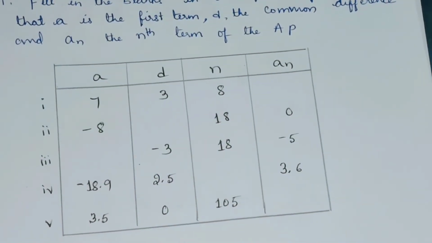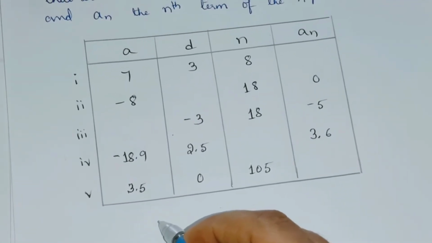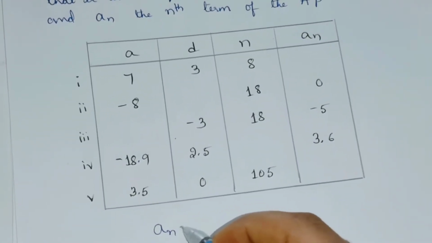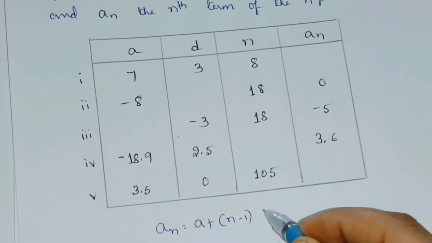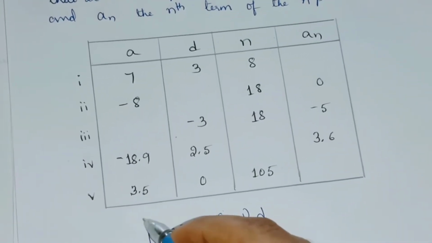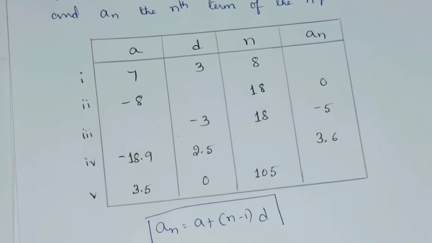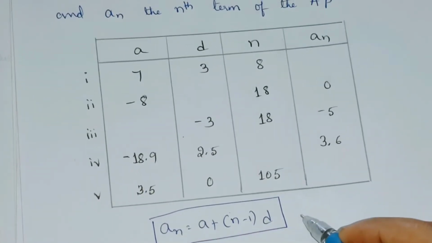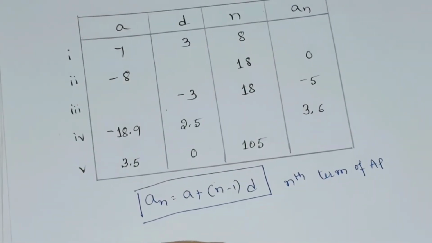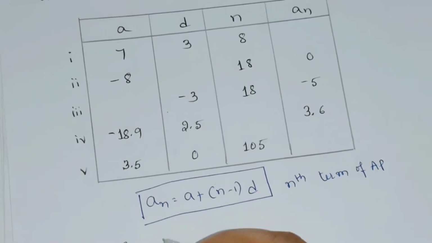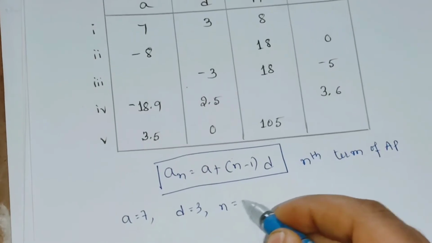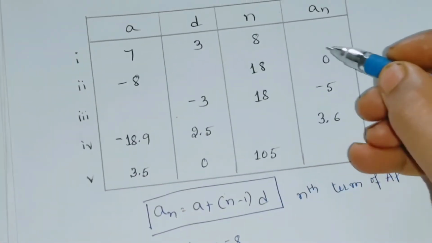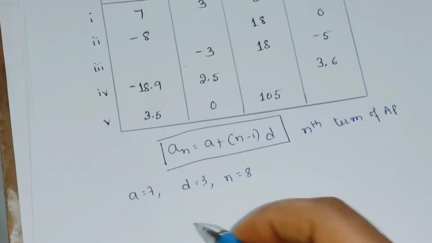In order to find out an, you have a formula. an is equal to a plus n minus 1 into d. This is the formula to find out the nth term of an AP. Here a is 7, d is 3 and n is 8. In the first question, you are supposed to find out an.